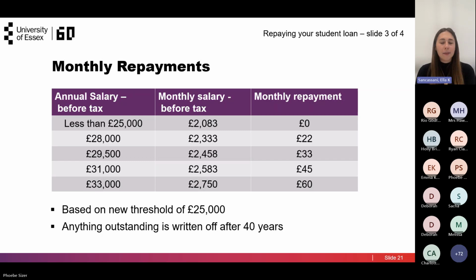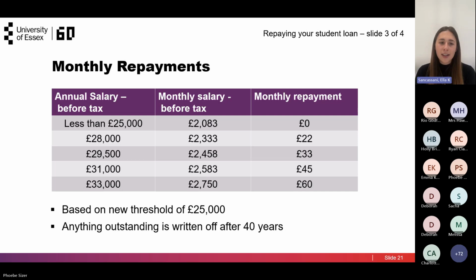So with the monthly repayments, to give you an idea of how much your young person might be repaying on their student loan, if they are earning less than £25,000 per year before tax, their monthly salary before tax will be £2,083 and their monthly repayment will be nothing.